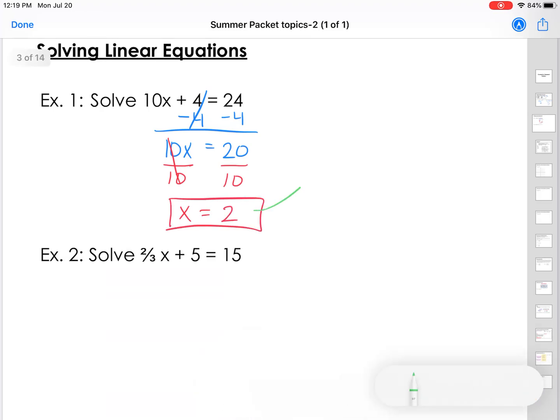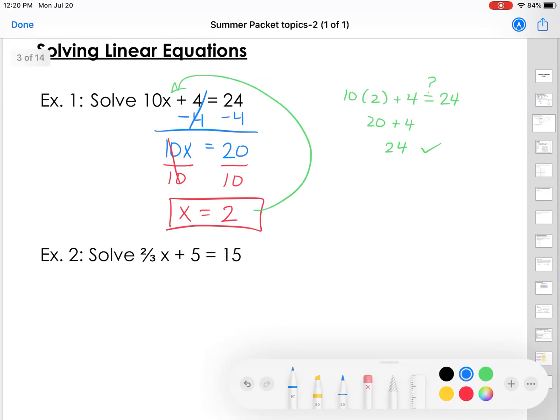I can always double check this by replacing the x in the original equation with a 2 and seeing if the left is equal to the right. So 10 times 2 plus 4, we want to know, does that equal 24? 10 times 2 is 20, plus 4, yes, I do get 24, so I know I have the correct answer.